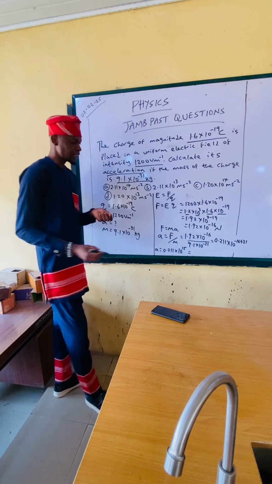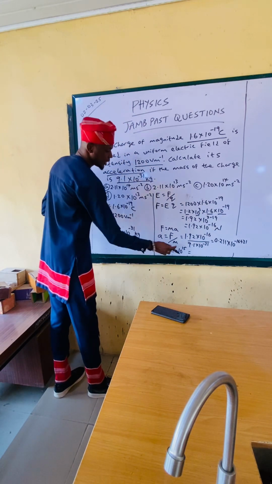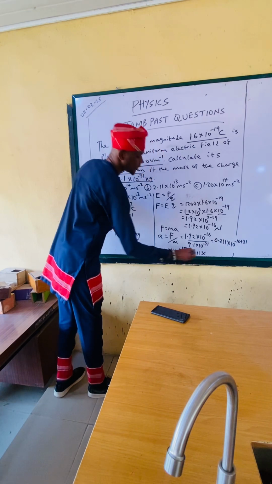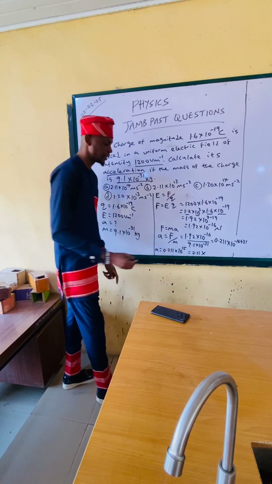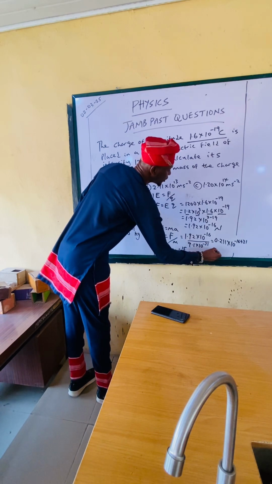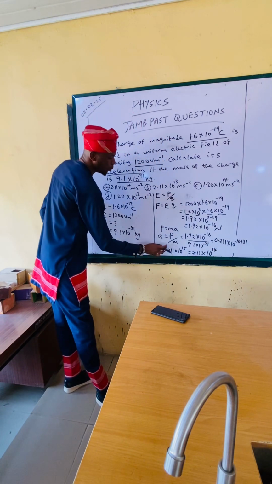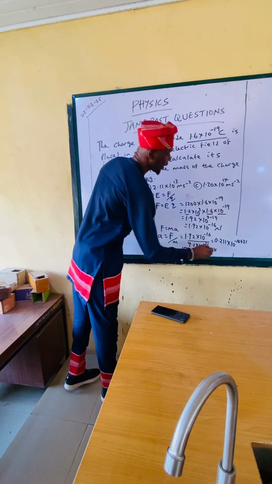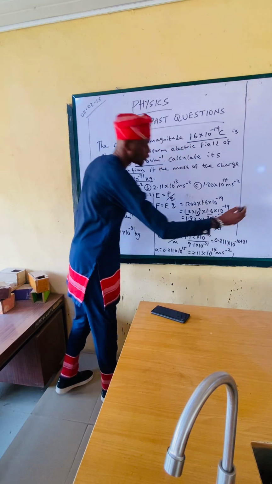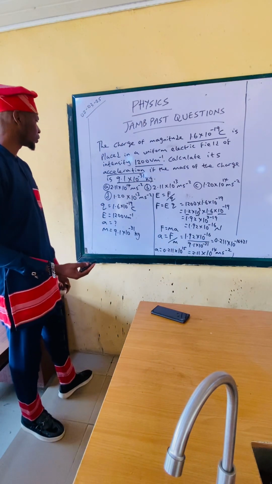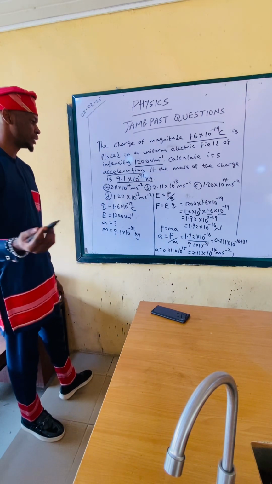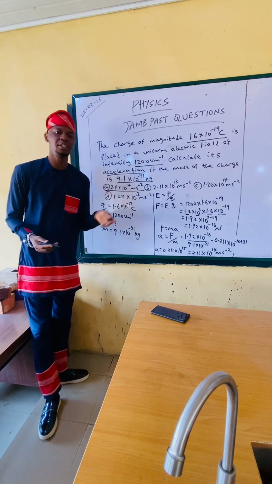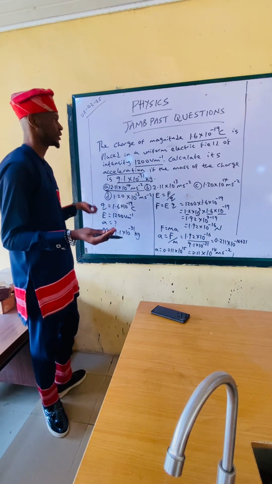Now, putting it in standard form, I will use one of the 10 to move this point forward. That will be 2.11 times, and this one will reduce by 1. It will become 10 raised to power 14, because I have used one of the 10 to move the point forward in standard form. 2.11 times 10 raised to power 14 meter per second square. So that makes the correct answer to be A, 2.11 times 10 raised to power 14 meter per second square.